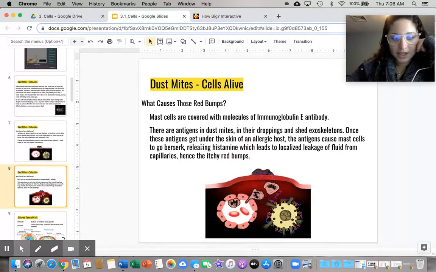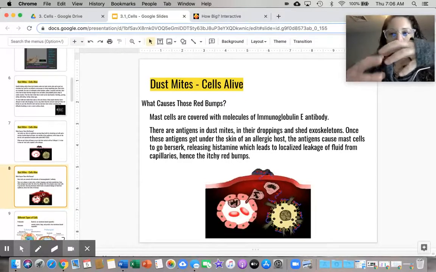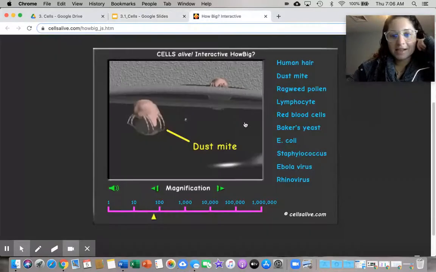Once these antigens get under the skin of an allergic host, the antigens cause mast cells to go berserk, releasing histamine, which leads to localized leakage of fluid from capillaries, hence the itchy red bumps. Basically, it's creating an inflammation response, and so that's why you have the bumps, because it's inflamed, it's expanding, and it's itchy, red, irritated. Excellent. Anyway, this is all in relation to dust mites, creepy crawly, all over the place.